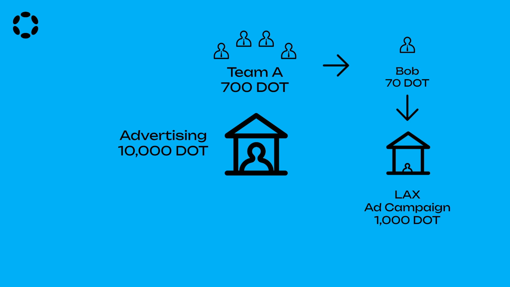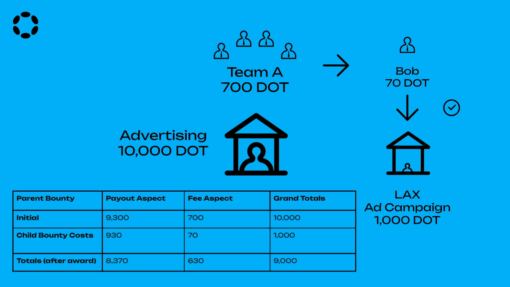Based on his assessment, he believes that LAX has sufficiently delivered on the campaign, so Bob awards them the child bounty. Let's look at the parent bounty's budget after this child bounty has been awarded. As you can see, the parent bounty now has 8,370 DOT left in its payout aspect and 630 DOT left in its fee aspect. In other words, child bounty payouts come out of the parent bounty payout, and child bounty fees come out of the parent bounty fee.